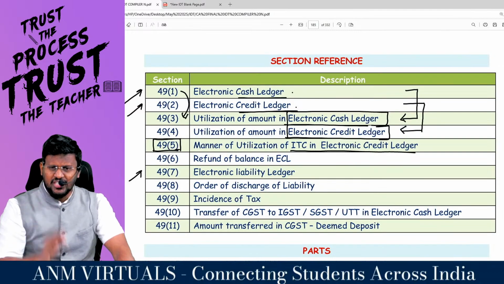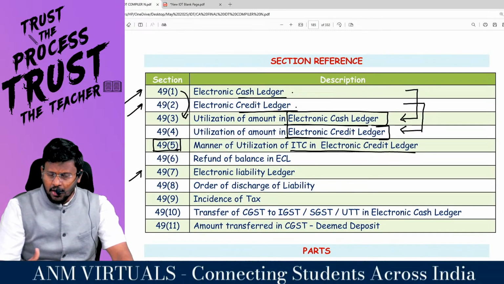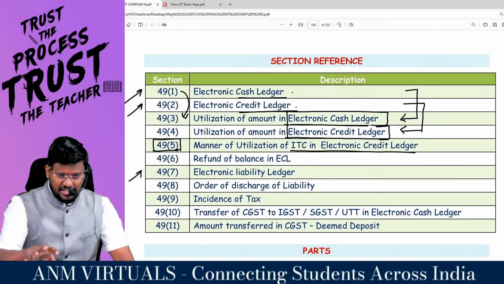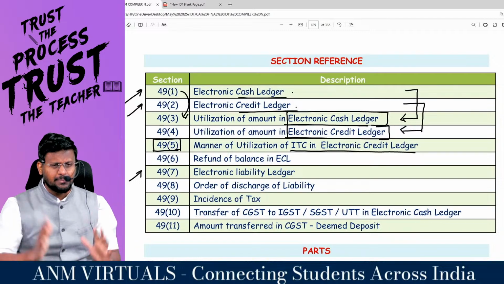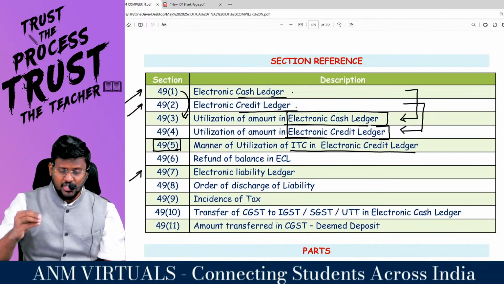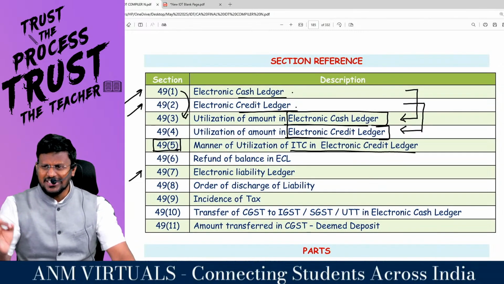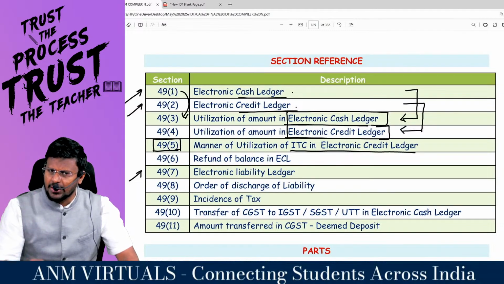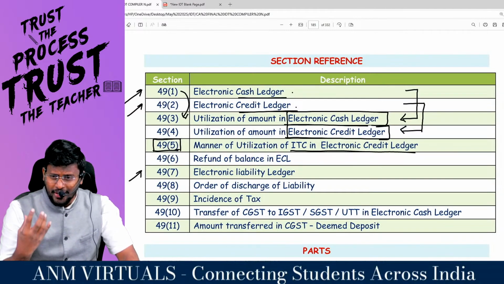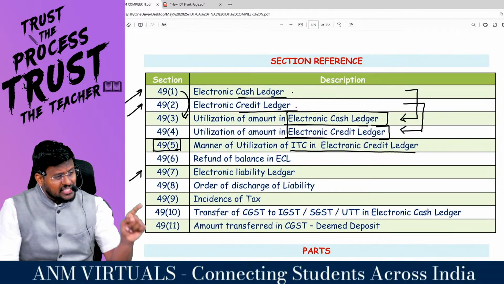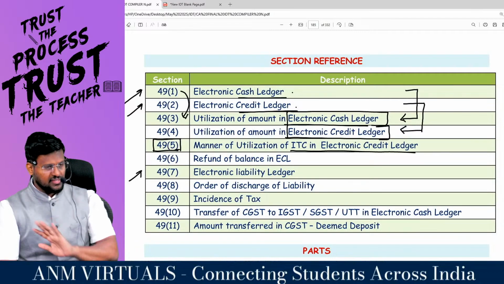Sir, the main question is, if there is a balance available in the electronic credit ledger or electronic cash ledger, for what purposes can it be utilized? That is explained by 49 subsection 2 and 49 subsection 3. 49 subsection 3 is the utilization of the amount in the electronic cash ledger. So 49 subsection 1 should be read with 49 subsection 3, whereas 49 subsection 2 is talking about the electronic credit ledger and 49 subsection 4 is talking about for what purpose it can be utilized.